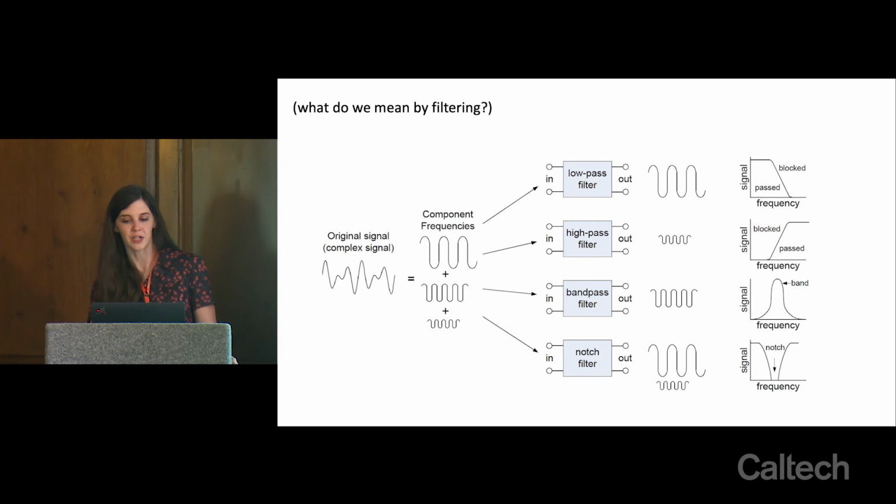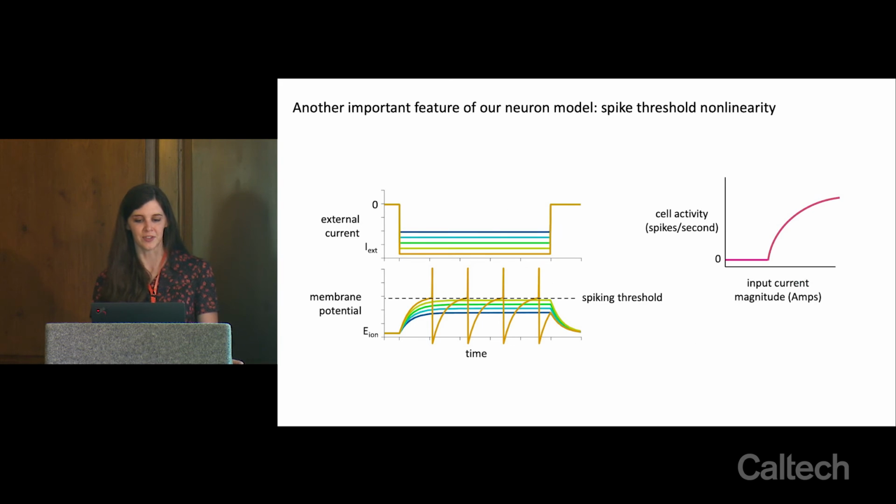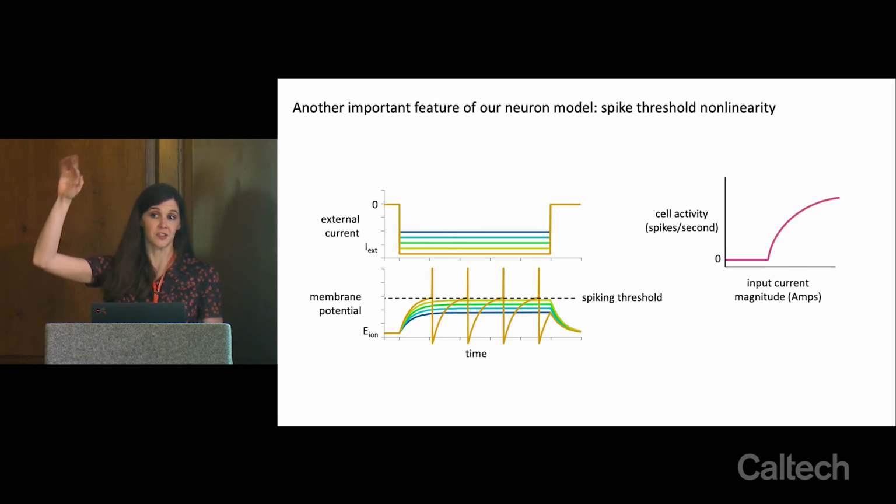So in addition to filtering, another important feature of neuron models is their spike threshold nonlinearity. Neurons aren't just passive RC circuits, but they also have a threshold above which they spike. In the Hodgkin-Huxley model, that spiking is manifested by the voltage-gated ion channels. Once you pass a certain voltage value of your membrane potential, ion channels start to open, and that causes a runaway excitation effect where more and more positive ions flow into the cell, depolarize it, and cause this spike in the membrane potential.